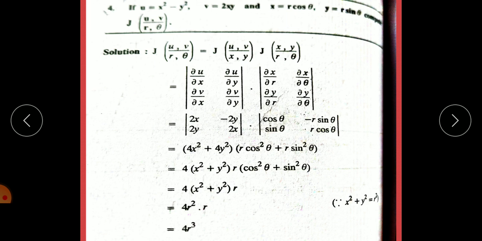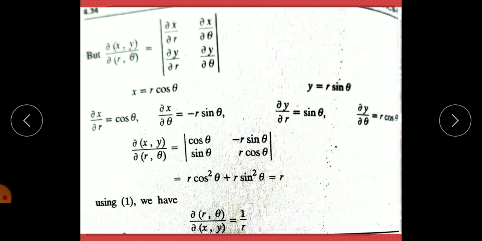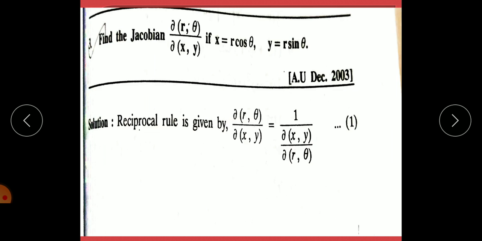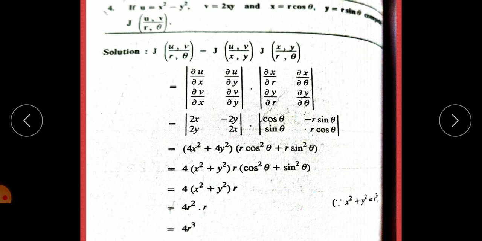But we need the answer in reciprocal format, that is ∂(r,theta) divided by ∂(x,y). So ∂(r,theta) divided by ∂(x,y) can be written as 1 by r. We have got the answer as r here, but we are changing the variable, so that is the reciprocal rule we are using. So 1 by r is the answer.